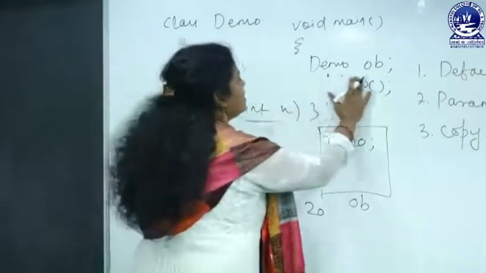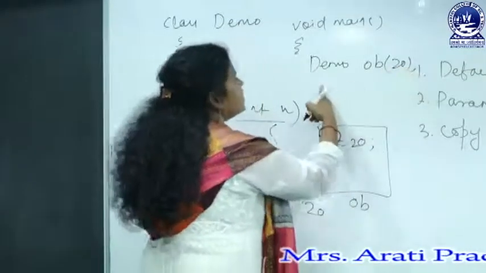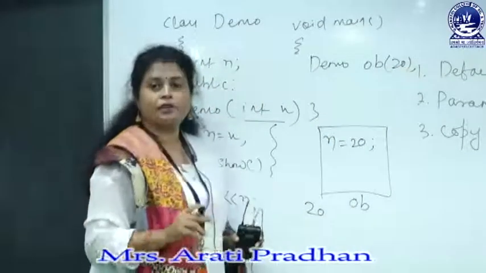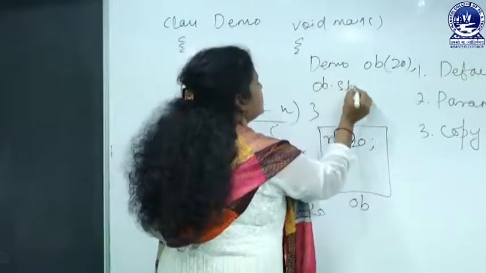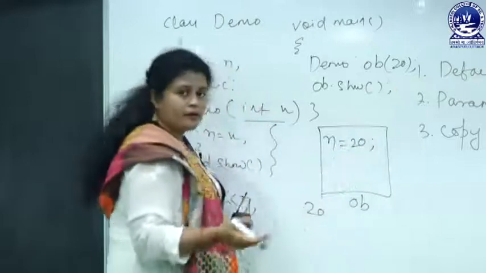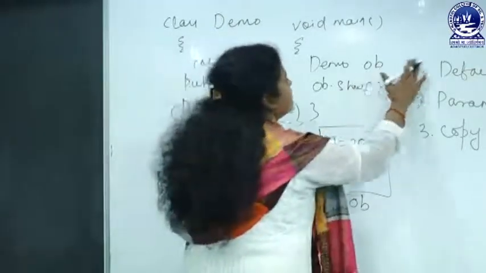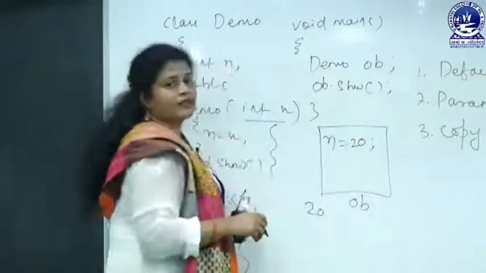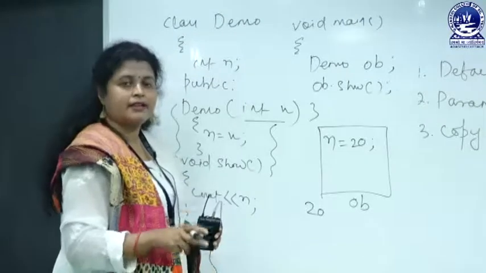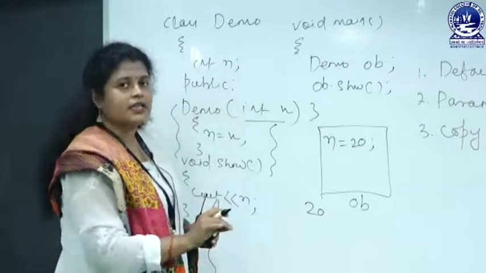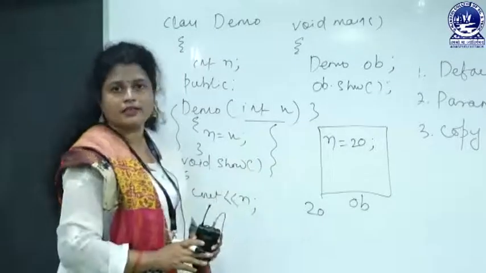Here I will not use this statement, OB20, and I have not written OB.show, so there will be no error, because you may call the member function or you may not call it, no problem. But if you are using a constructor in the class and at the time of defining the object you are not using it, at that time it will create an error. This is all about parameterized constructor.